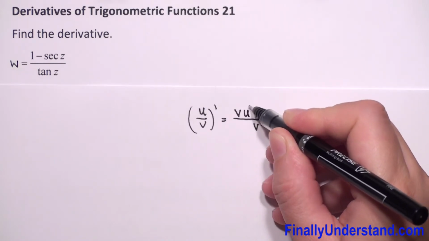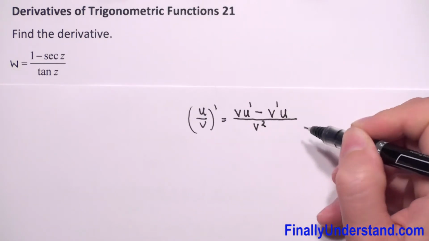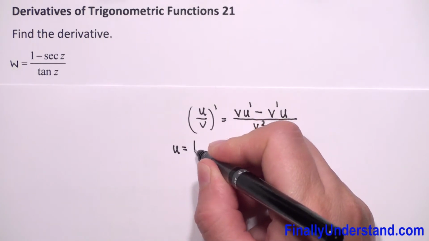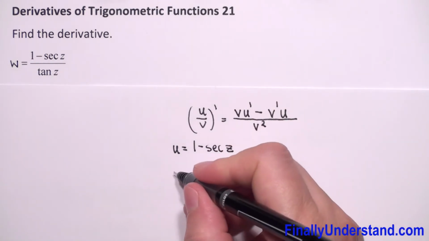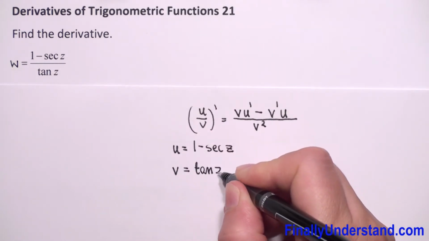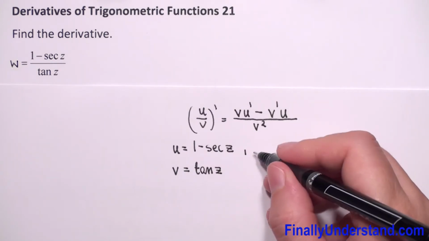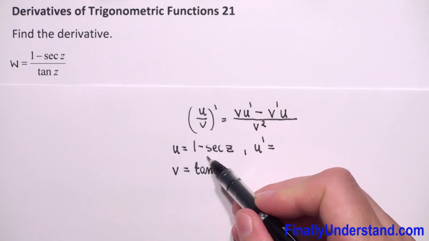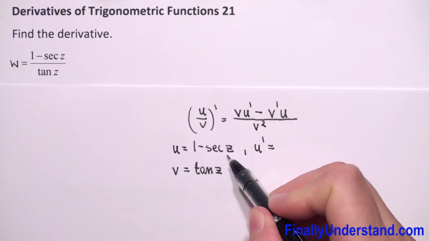Next, we have u prime minus v prime times u. In our case, u is equal to 1 minus secant z, and v is equal to tangent z. Now we have to find the derivative of u and v. So the derivative of u: we have subtraction here, so it means we have to find the derivative of the first expression minus the derivative of the second expression.